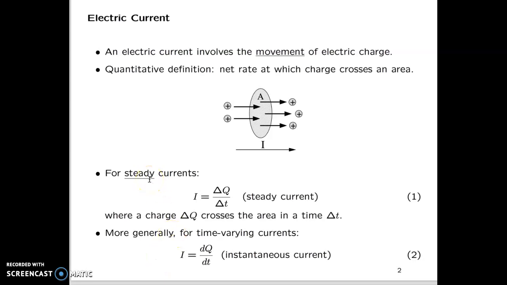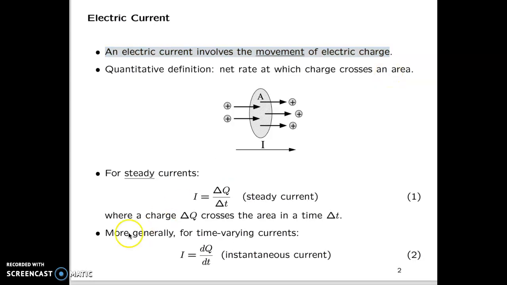Okay, so what is electric current? As it says here, an electric current involves the movement of electric charge. So if you have charge moving through space, you have an electric current. One important kind of electric current is the movement of conduction electrons that move through conductors. That would be like the electrons moving through electrical wire. That's one important kind of electric current.